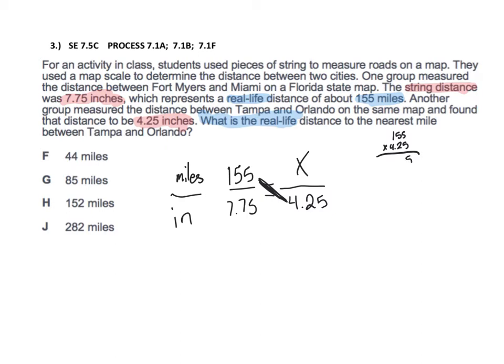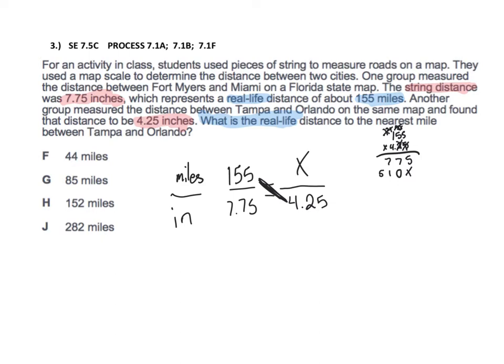5 times 5 is 25, carry the 2. 5 times 5 is 25, plus 2 is 27, carry the 2. 5 times 1 is 5, plus 2 is 7. We're done with this one. Put an X for place value. 2 times 5 is 10, carry the 1. 2 times 5 is 10, plus 1 is 11, carry the 1. 4 times 1 is 4, plus 1 is 5. We're done with this one.